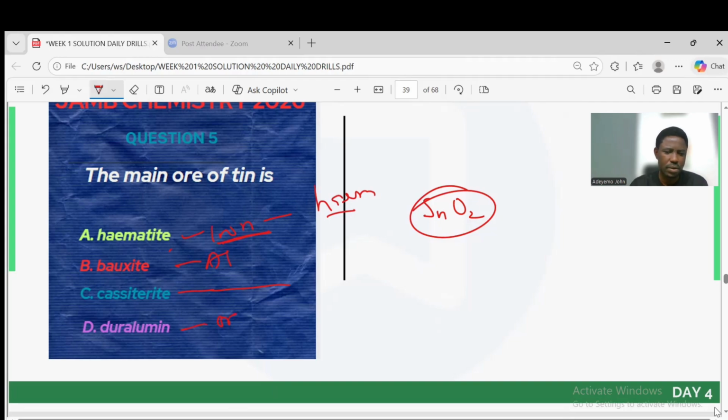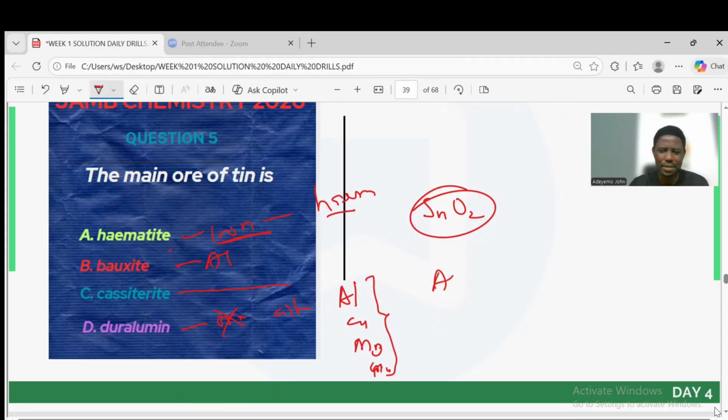Duralumin is not an ore. It's an alloy that contains aluminium, copper, magnesium, and manganese. So it's usually a metal that is very light. So that is an alloy.